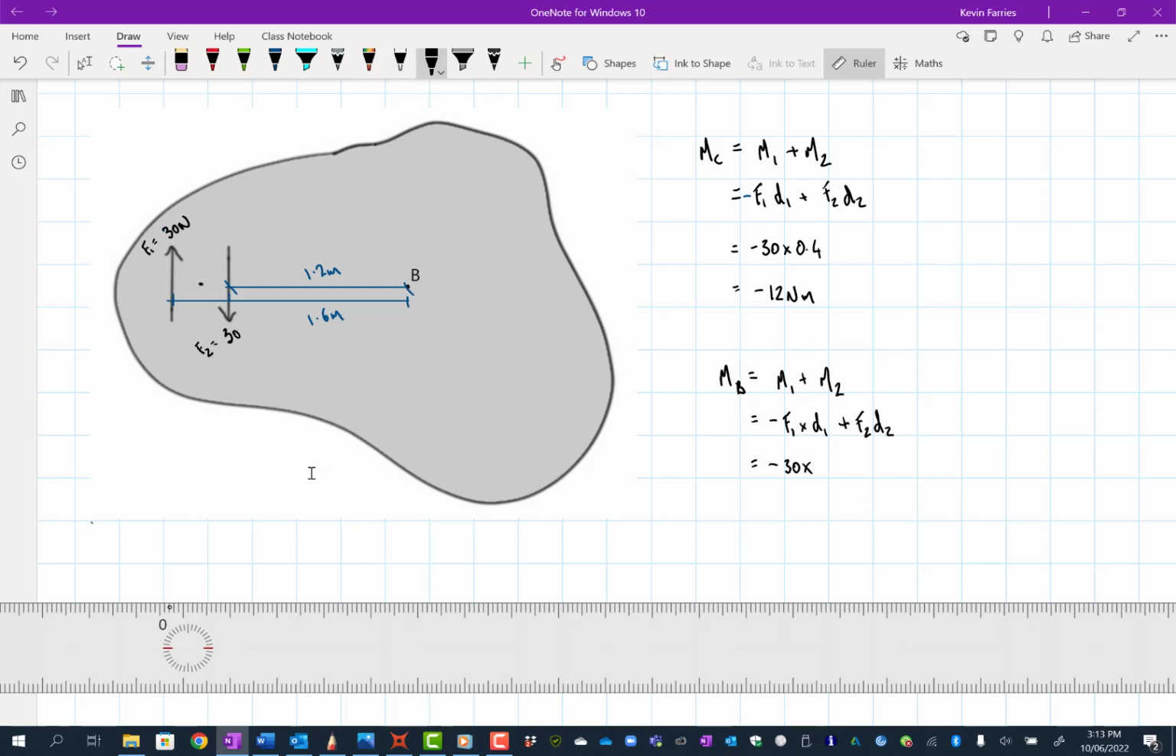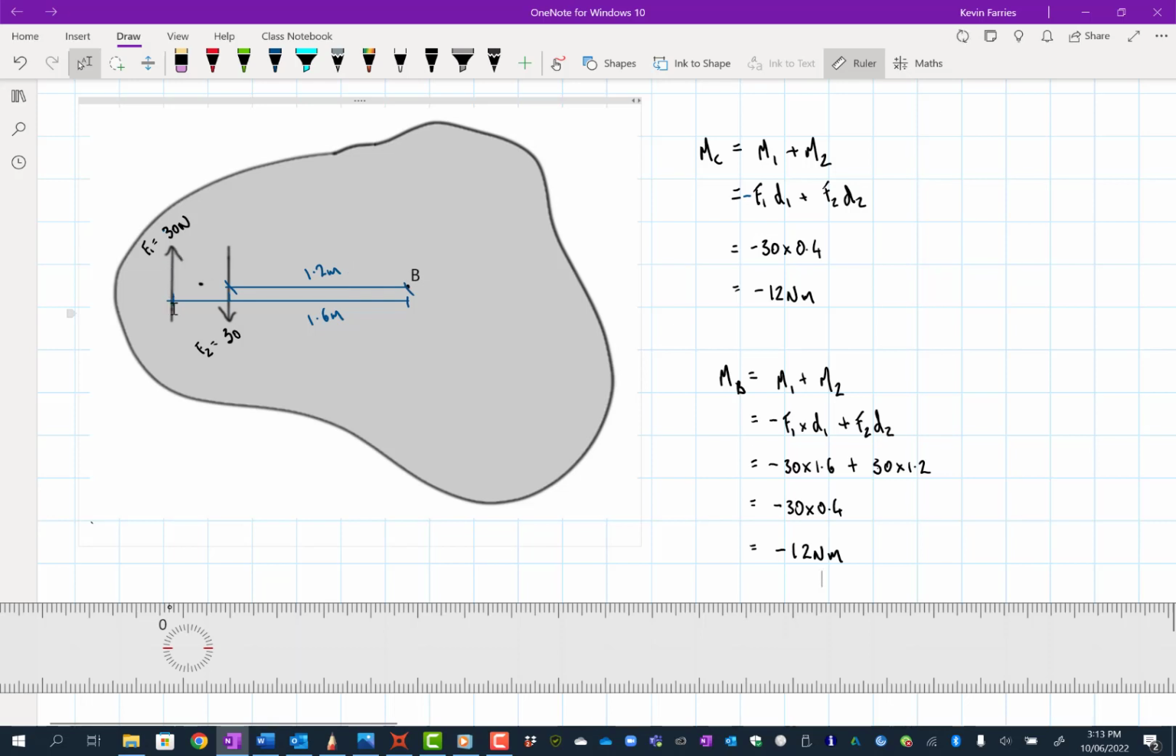which is equal to minus 30 times 1.6 plus 30 times 1.2. You can do the algebra on that and you'll find that it's minus 30 times 0.4. So again, we're back to the same answer, minus 12 Newton meters. So it doesn't matter which point you take, you're always going to get that same answer. It's always going to be minus 12 Newton meters, and it's always going to be the case that these forces cancel out. So you're going to have no net force, you're just going to have a moment.